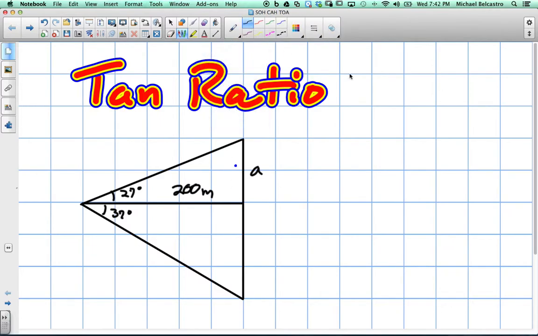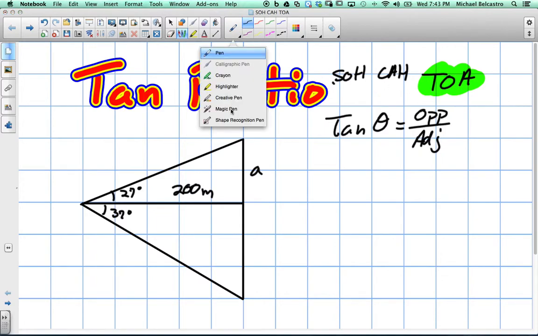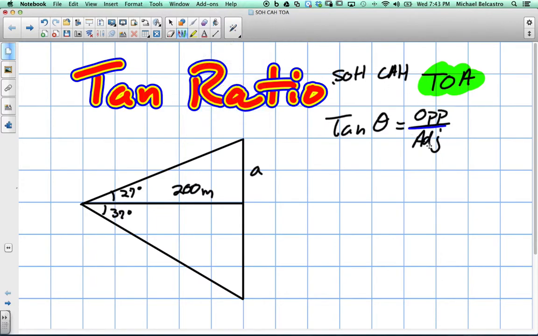So tan is the TOA in SOHCAHTOA, and the TOA stands for opposite over adjacent. So tan, and sometimes they use this theta to represent the angle, is equal to the opposite side of the triangle over the adjacent side. What they mean is the opposite of the triangle over the adjacent to this specific angle.